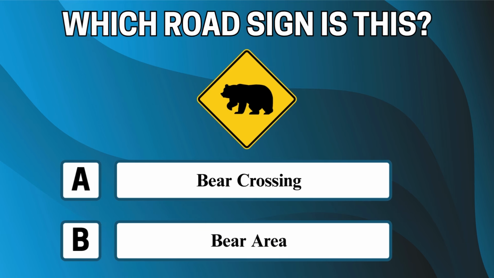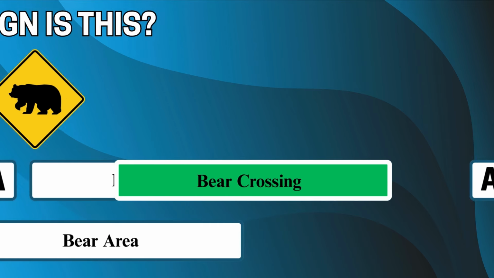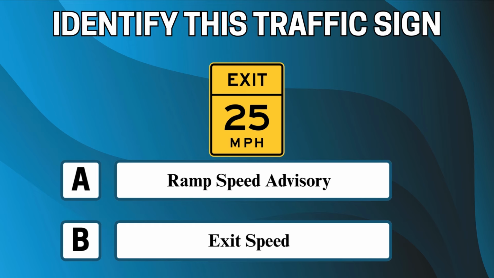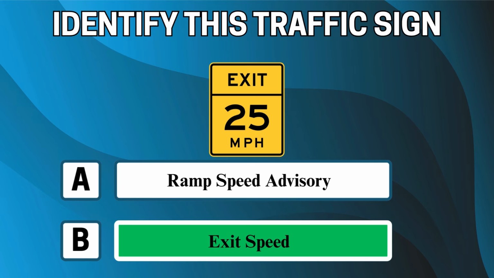Which road sign is this? Well spotted, it is the bear crossing sign. Identify this traffic sign. Correct, it is the exit speed sign.